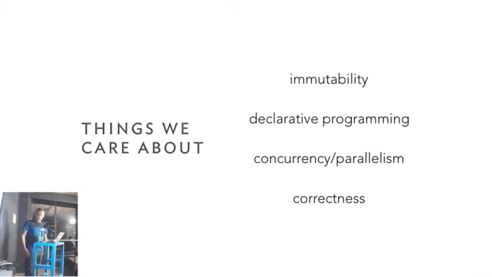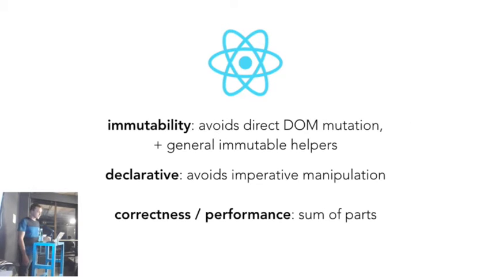And correctness is perhaps controversial, but functional programmers tend to care about correctness. It's a kind of sum of parts thing. When something's immutable, declarative, and you can use your concurrency and parallelism primitives safely, things tend to be in a world where things are more correct.